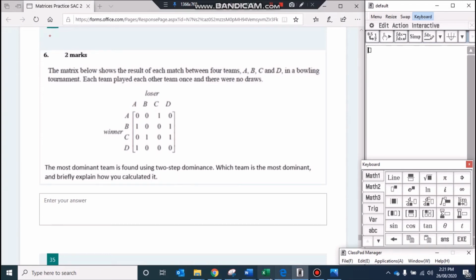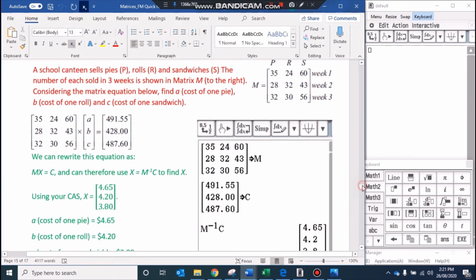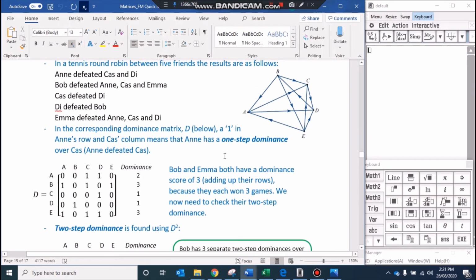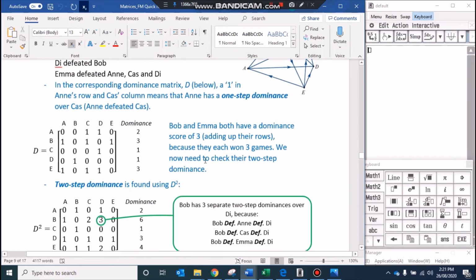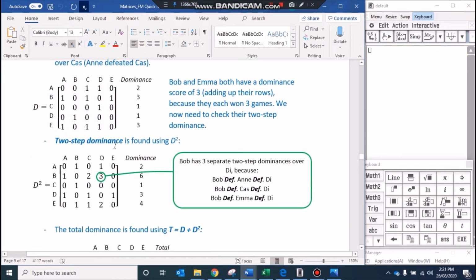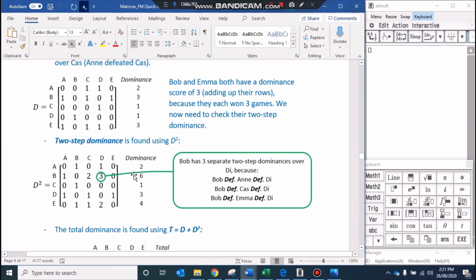Remembering two-step dominance, let's have a look at dominance in our notes and see what we can find. Right, we've got dominance here. So we've got our regular dominance matrix, and if you want to find the two-step dominance, you just find D squared. And the total two-step dominance is found by summing the rows up. So for example, here, B has a two-step dominance of adding up 1, 2, and 3, which sums to 6.